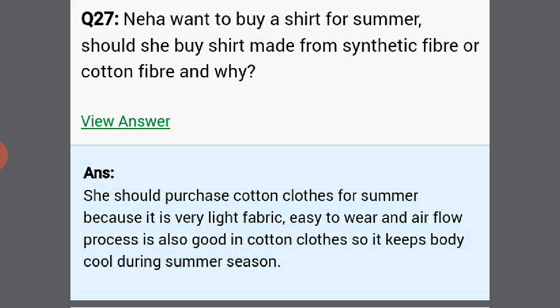Okay, got it? So we should avoid synthetic fiber clothes during summer. We must prefer clothes made up of cotton fiber.